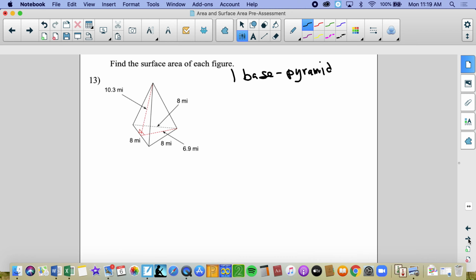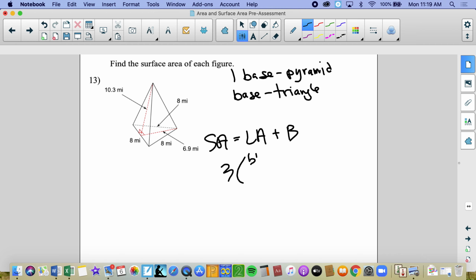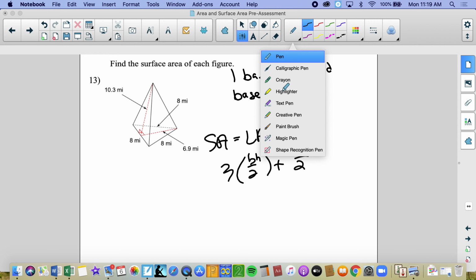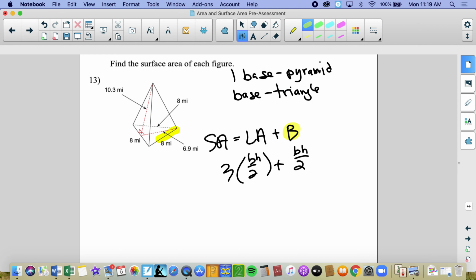I knew it. And my base shape here, this time, is a triangle. So a triangle has three sides. So when I'm looking at my surface area equals my lateral area plus my base, my lateral area is only going to have three triangles. And then my base shape this time is a triangle. So my base is this triangle. My lateral area is going to be this triangle, the top one.